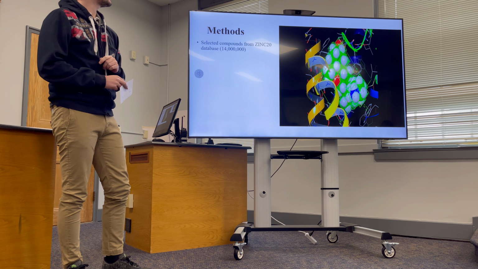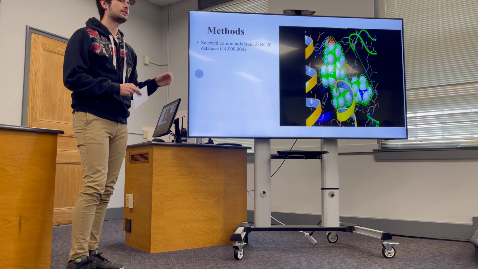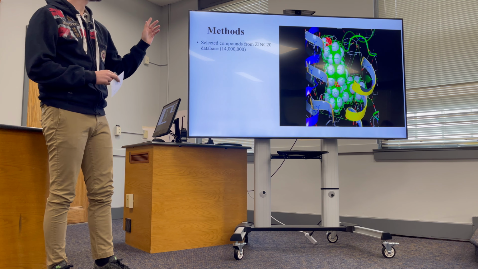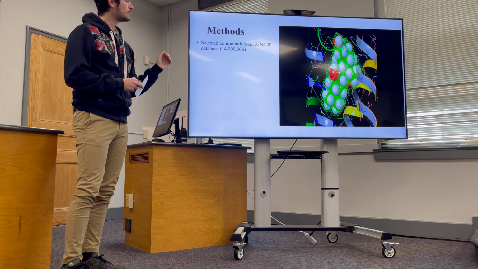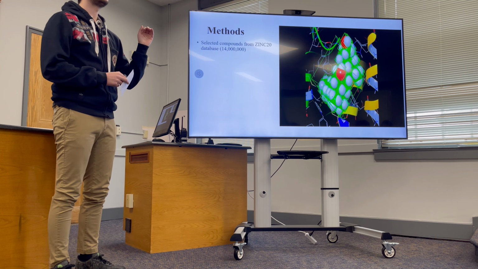So, methods. Basically what we did is that we selected 14 million compounds from the ZINC20 database. This is a database that contains billions of compounds, and you're allowed to put certain parameters to choose the ones that are better suited to what you're investigating. The next thing that we did is a QikProp calculation in Maestro. This basically shows the toxicity of all the compounds, and we were able to reduce the number from 14 million to 7.5 million.